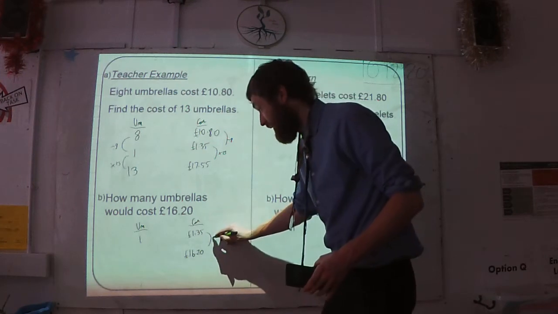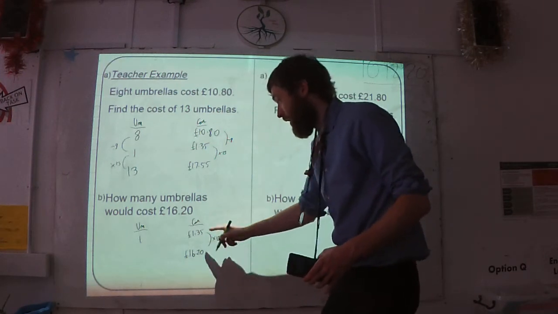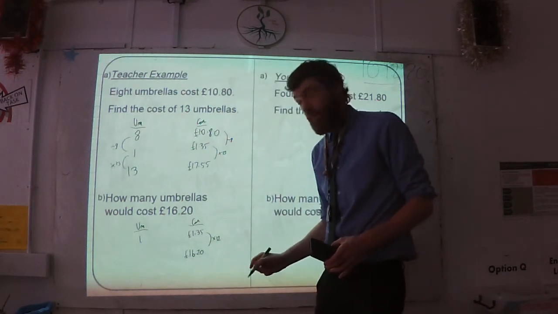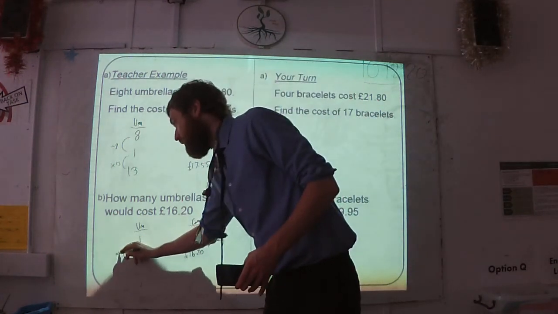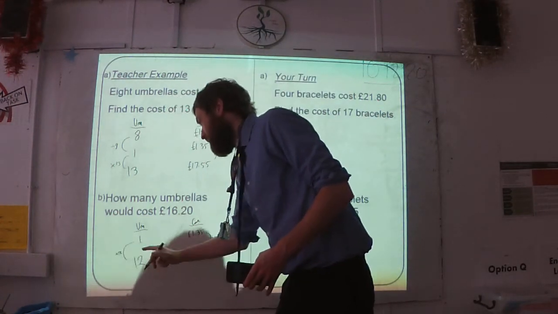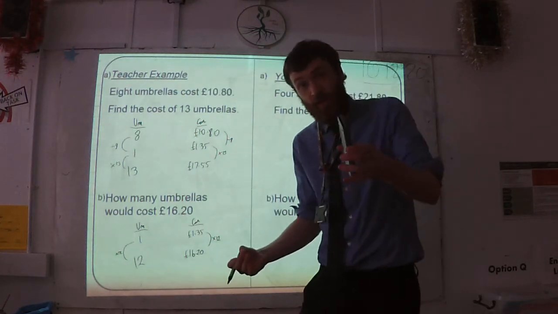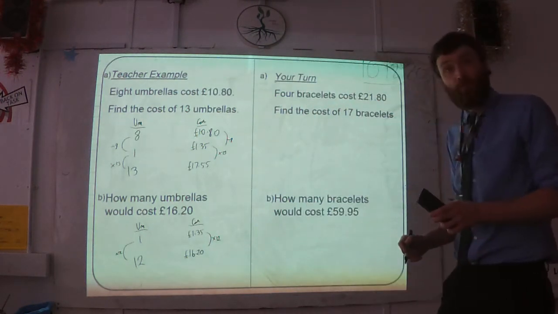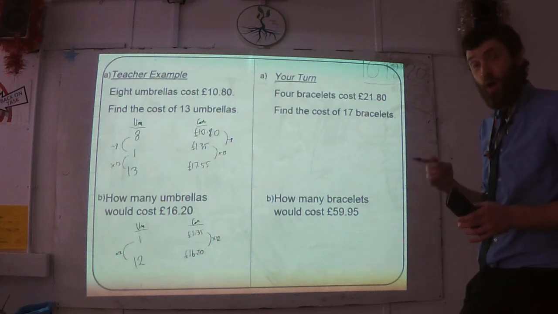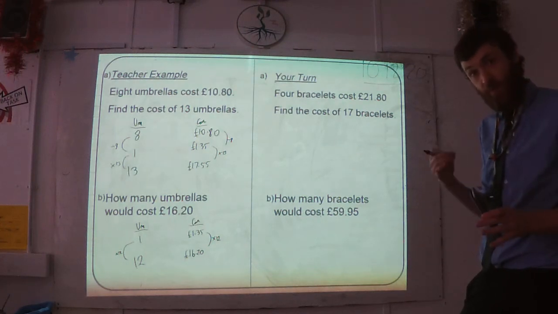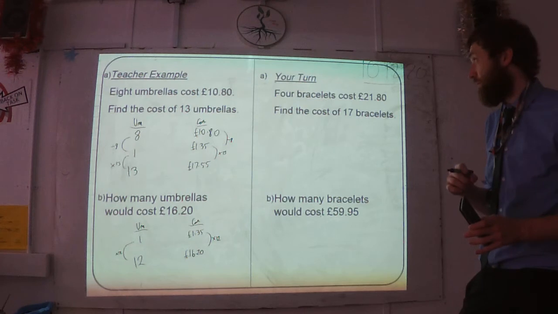So therefore, that tells me it goes in 12 times, which means I can multiply it by 12. So I multiply it by 12. 1 times 12 is 12. So 12 umbrellas cost £16.20, and that 12 would be our answer. Okay? If you want to have a go at that, please do. Alright. Pause the video now if you do. I'm going to go through it in 2 seconds.